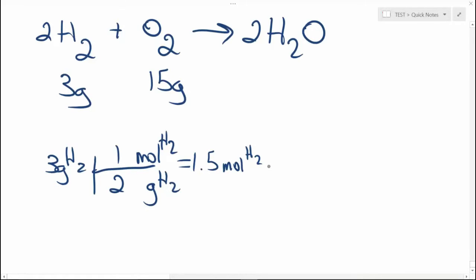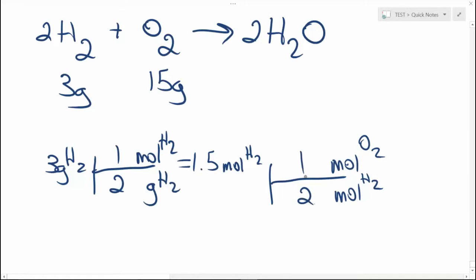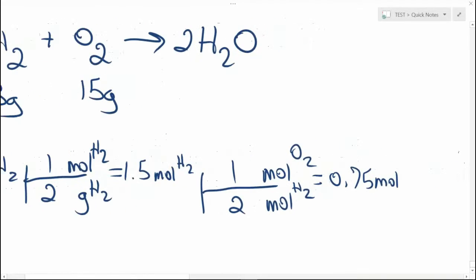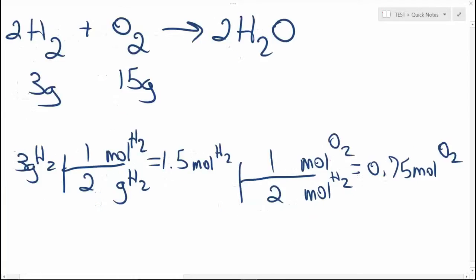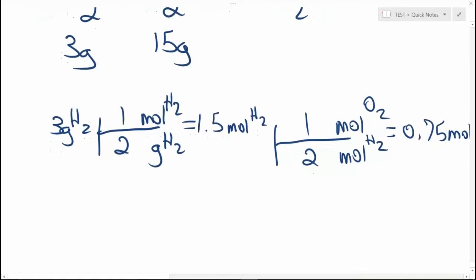Okay, so now that I have 1.5 moles of H2, I can use that to convert to the moles of the other thing, which is the moles of O2, from the moles of H2. And they have 2 moles of H2 for every 1 mole of O2, so 1.5 divided by 2, and I get 0.75 moles of O2 are produced, or are needed.